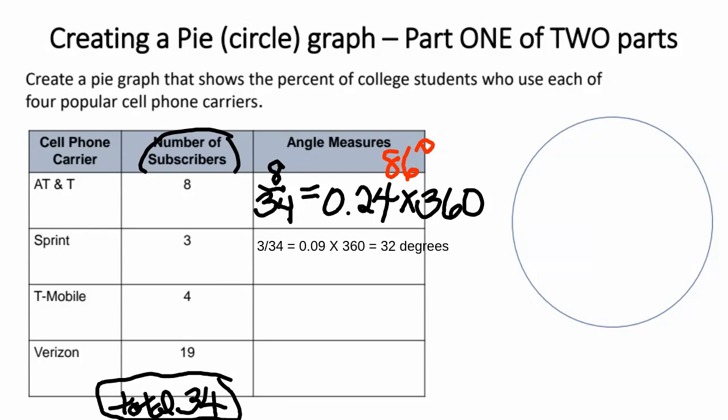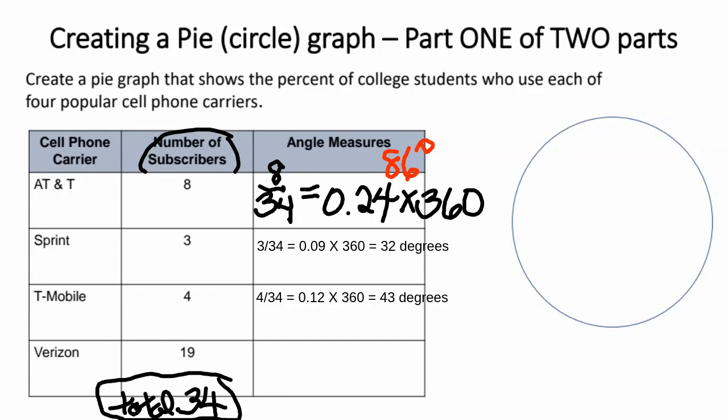Now, we're going to do it with 4. This is 4 divided by 34. Now, this will give me 0.12 times 360, which will give me 43 degrees. You round off 0.11 because the number after that second one is bigger than 5.